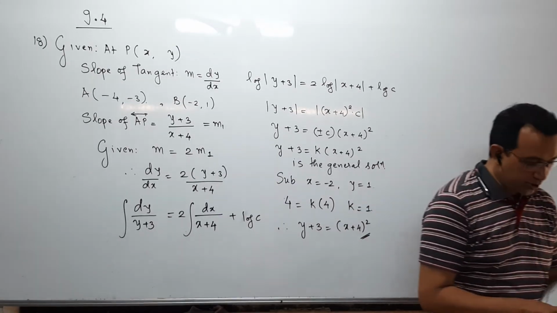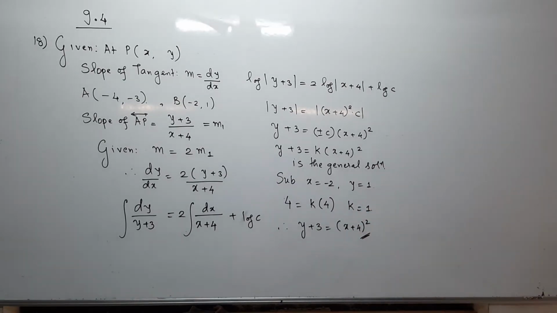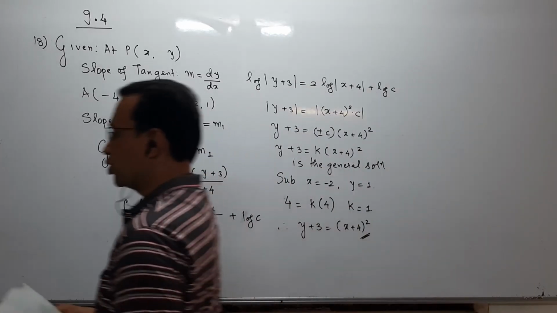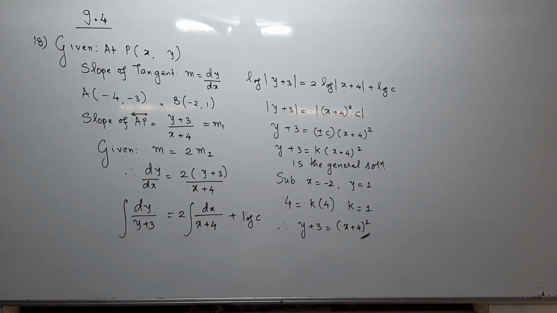Sorry students, the other point was given by mistake. I took point A, I should have taken point B. Let us check, students, the answer must be written in the same form. So we are getting it correct. y plus 3 is equal to (x plus 4) the whole square.